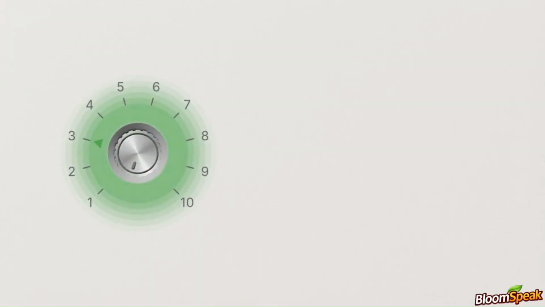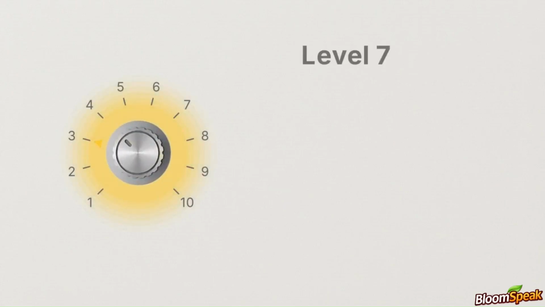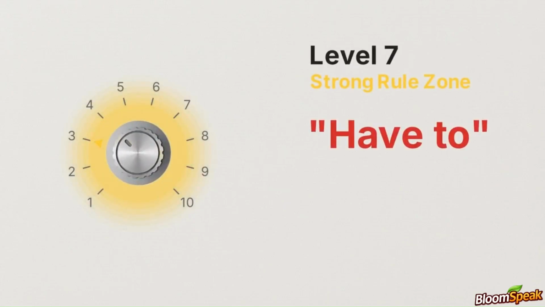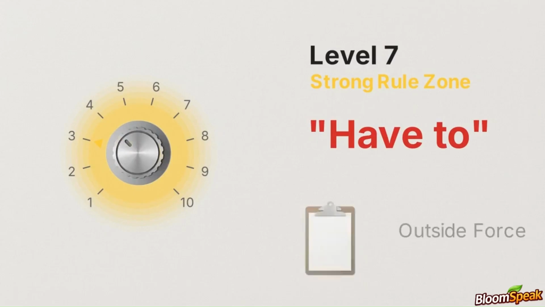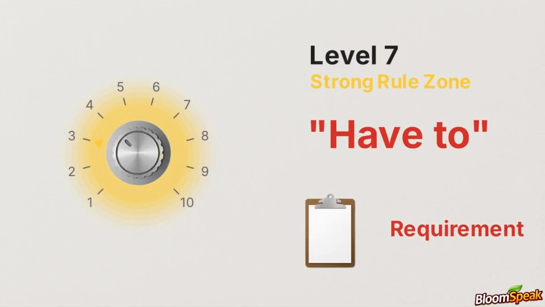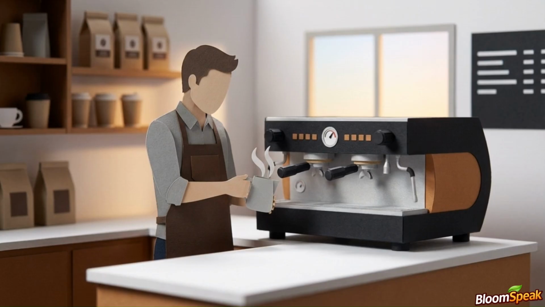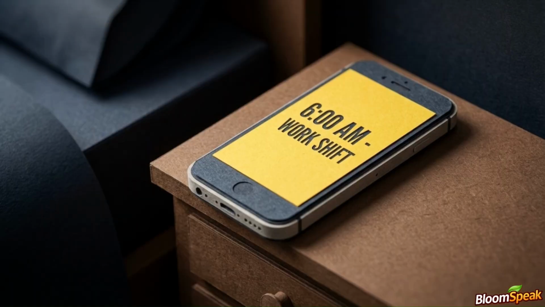At level 7, we reach the strong rule zone. This is for the phrase have to. You use this when an outside force, like a job, is forcing the action. It is not your personal opinion. It is a requirement. If you work at a coffee shop that opens early, you tell your friends, "I have to wake up at 6 a.m." The shop schedule makes the decision for you.